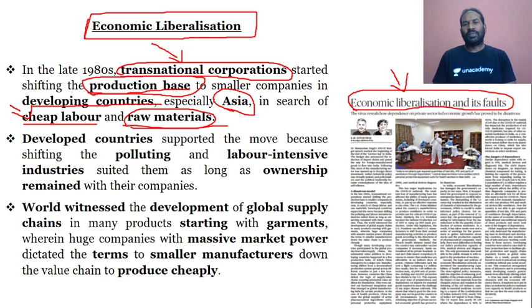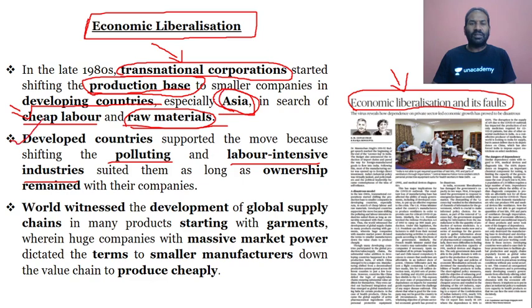And we have seen that the developed countries went ahead with shifting their production base. Please do understand, the reason was not that they wanted to liberalize or make sure that developing countries such as Asia would also prosper. The main reason was not that, but they wanted to shift the polluting and labor intensive industries, which were suited for the developing countries.